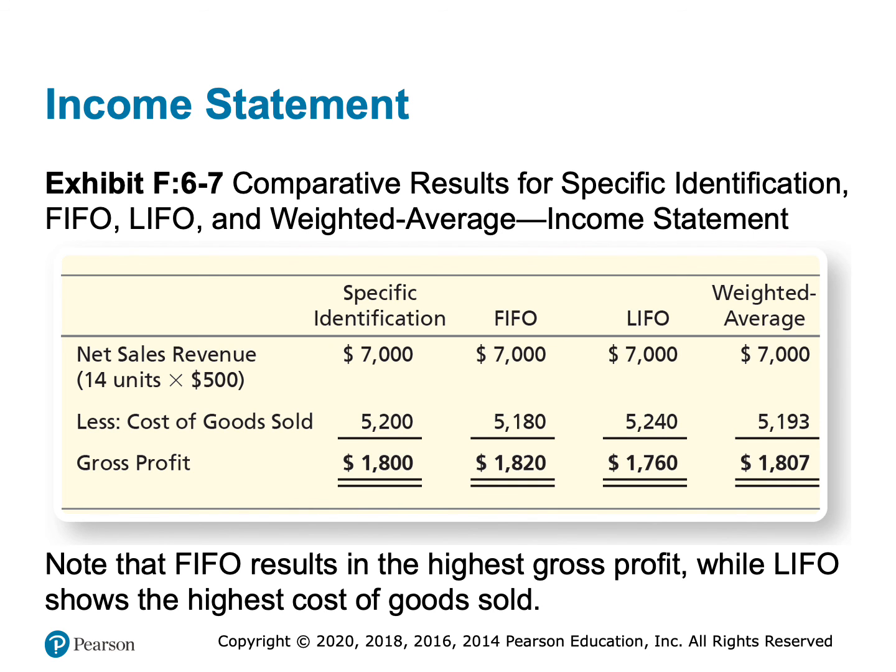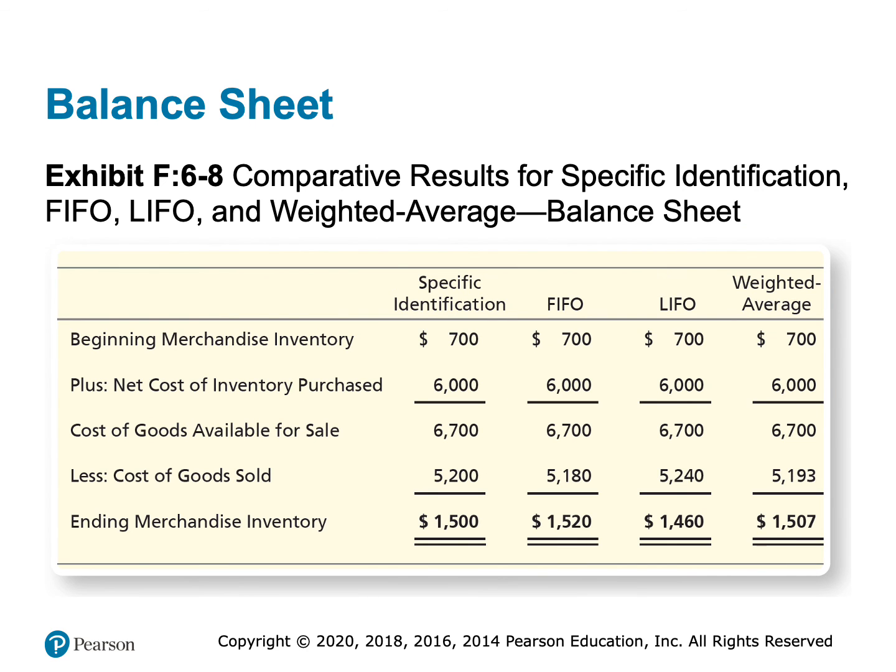So if we look at it here, notice that revenue was the same under all four methods. Cost of goods sold was highest under LIFO, and therefore we had lowest gross profit. Cost of goods sold was lowest under FIFO, therefore we had highest gross profit, and then again weighted average kind of fell in the middle a little bit. If we look on the balance sheet, again we'll notice our ending inventory was highest under FIFO, lowest under LIFO, and weighted average kind of fell in the middle.